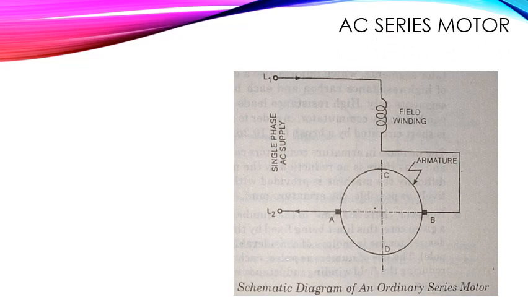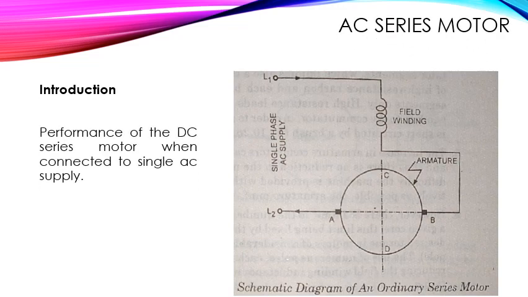Now, AC series motor introduction. Direct current shunt or series motors rotate in the same direction regardless of the polarity of the supply. If the line terminals are reversed, both the field current and the armature current are reversed, and the torque developed remains in the same direction, and therefore the motor continues to rotate in the direction in which it was rotating before the line terminals were reversed, right? It is due to the relation between the torque, current and flux.